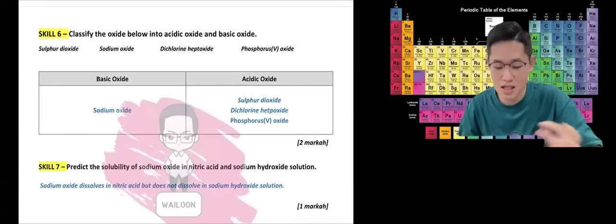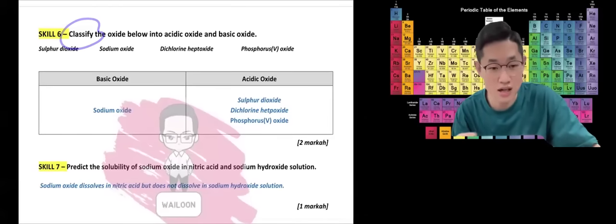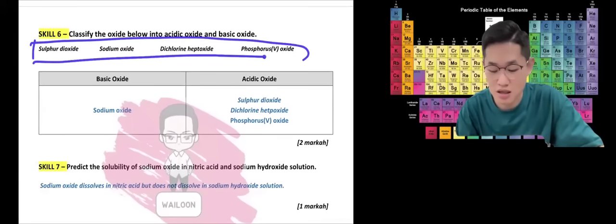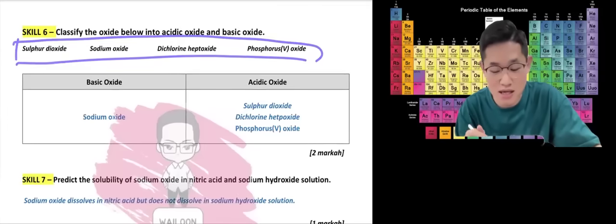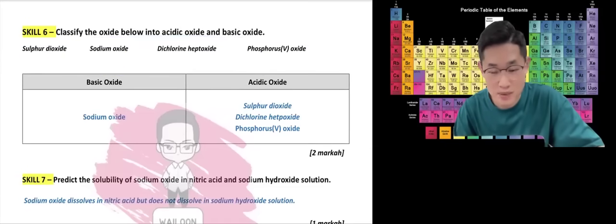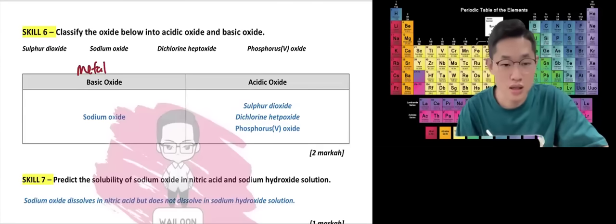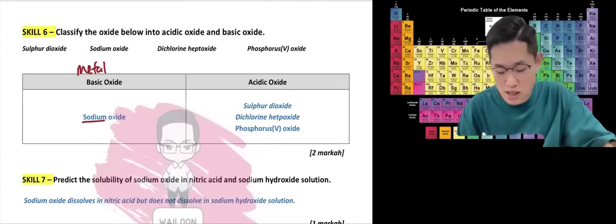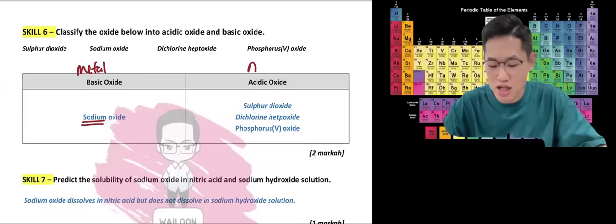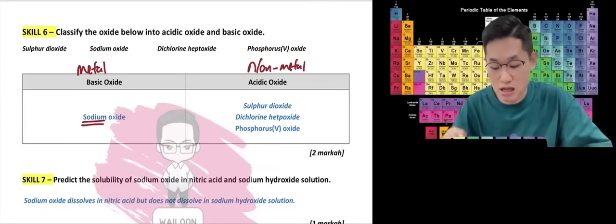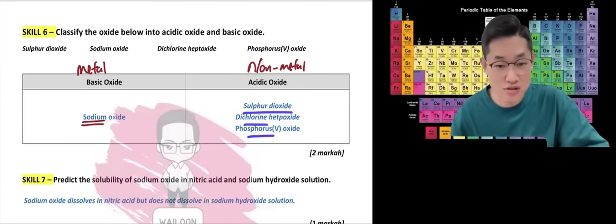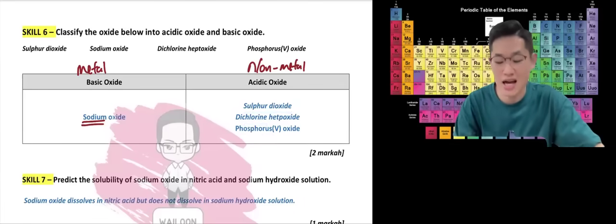And then finally, classification. They will be giving you a list of substances to classify into maybe basic oxide or amphoteric oxide. So just remember, basic oxides are actually metal oxides. Metal oxide like sodium oxide. And then acidic oxides, they are non-metal oxides. So we have seen non-metals like sulfur dioxide, chlorine, phosphorus, they are non-metal oxides, right? And they are acidic.